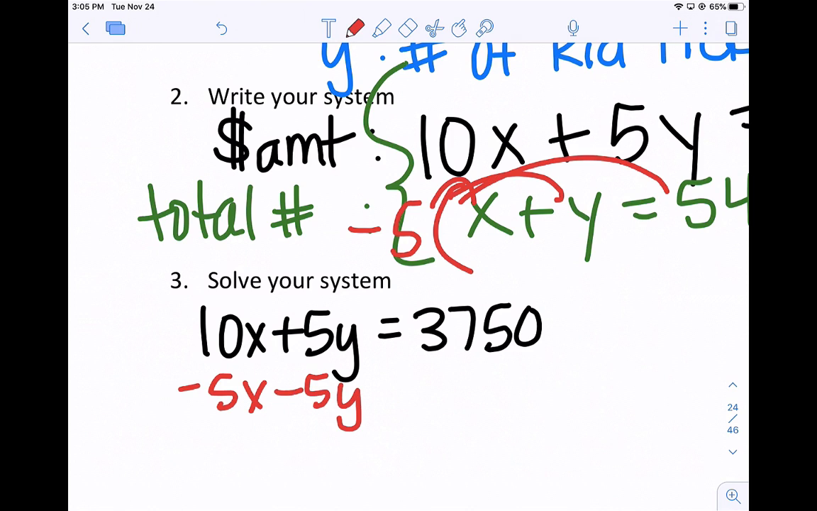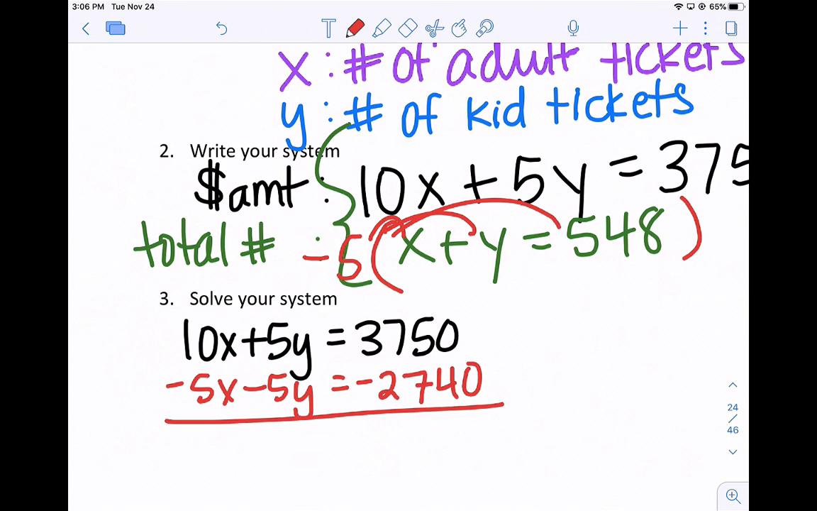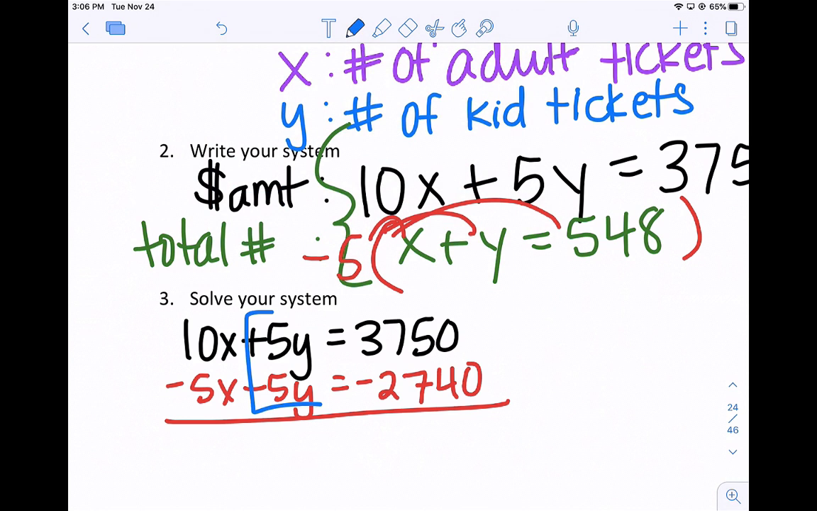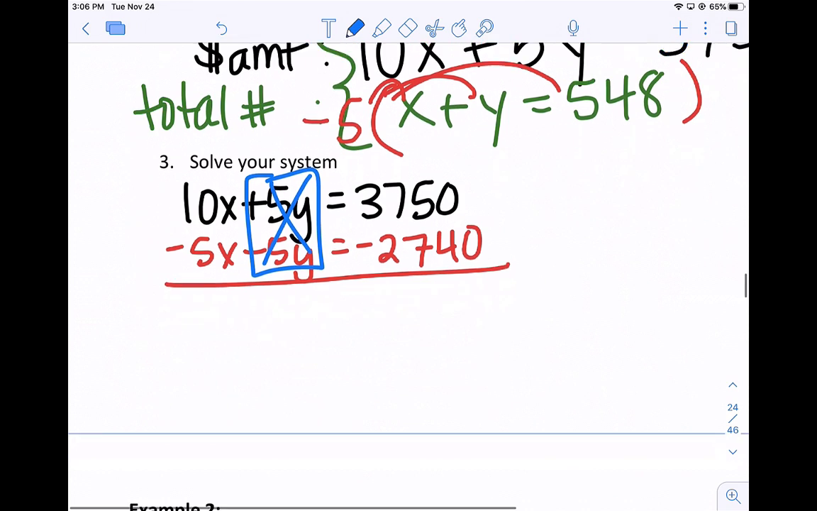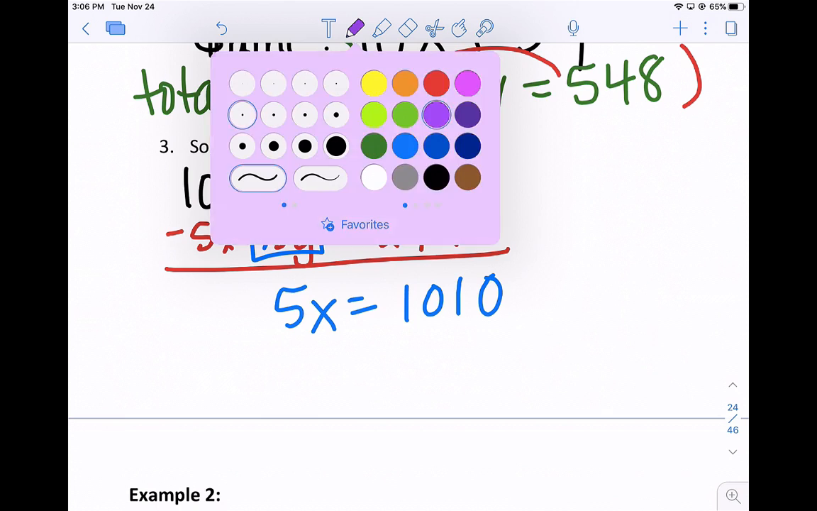In my bottom equation, I'm going to distribute to everything. -5x minus 5y equals, pull up my calculator here, -5 times 548, and I'll get -2,740. Next step, we eliminate. I chose to get rid of the y, so notice they cancel because they match and one's negative. So now we'll combine like terms. 10x minus 5x is 5x equals 3,750 minus 2,740, which is 1,010. To get rid of the 5, we'll divide each side by 5.